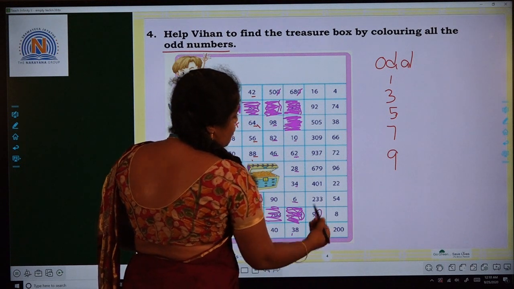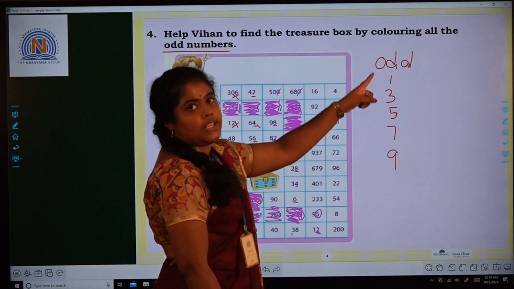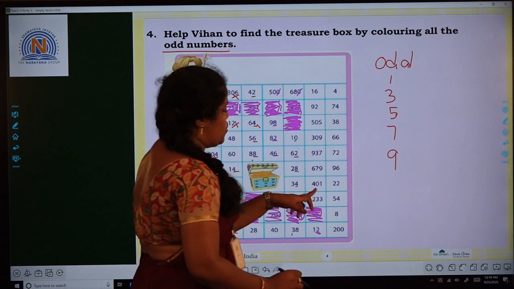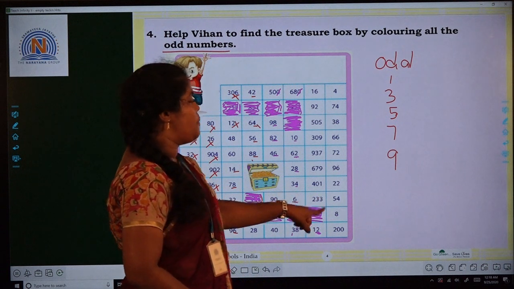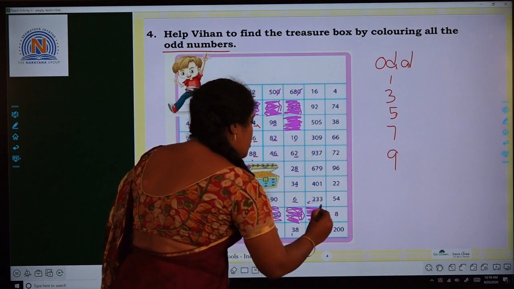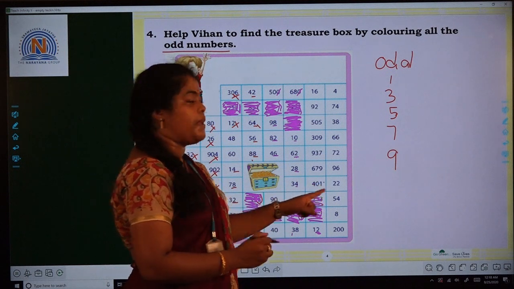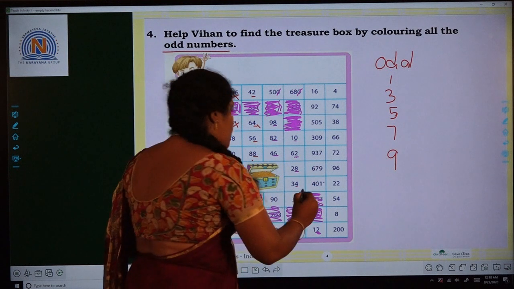95. Next number. 5 is in the ones place. It is an odd number. Have to color the 95. Next, 233. 3 is in the ones place. So it is an odd number. Color the 233. Next, 401. Yes, 1 is in the ones place. So that 401 is an odd number.